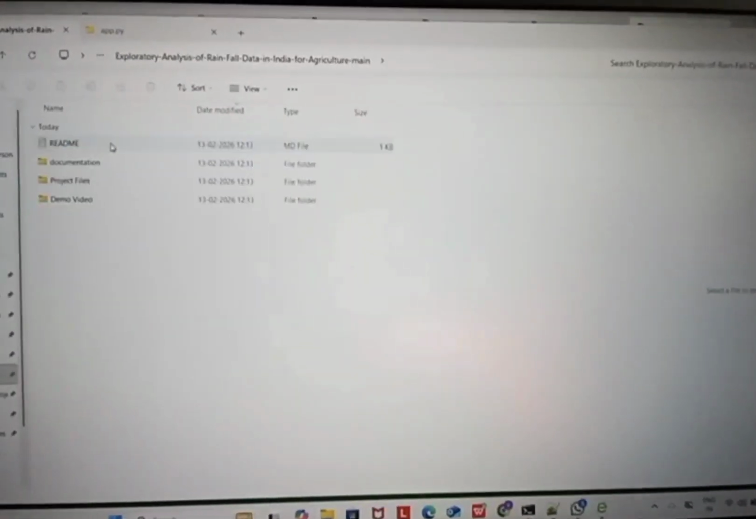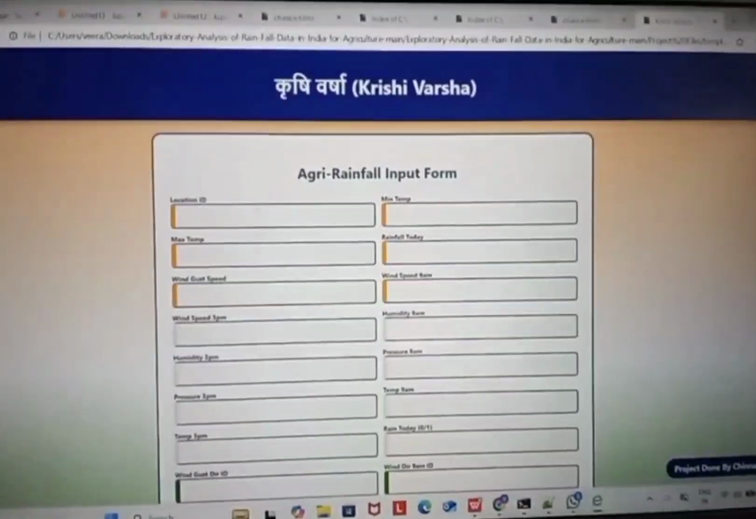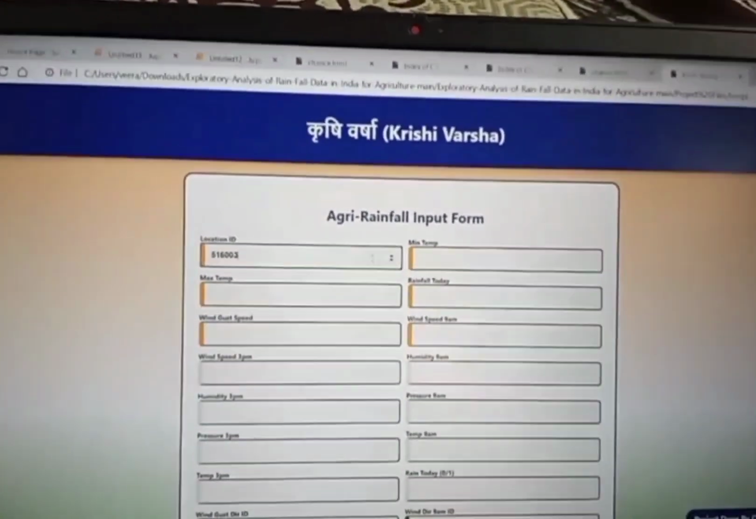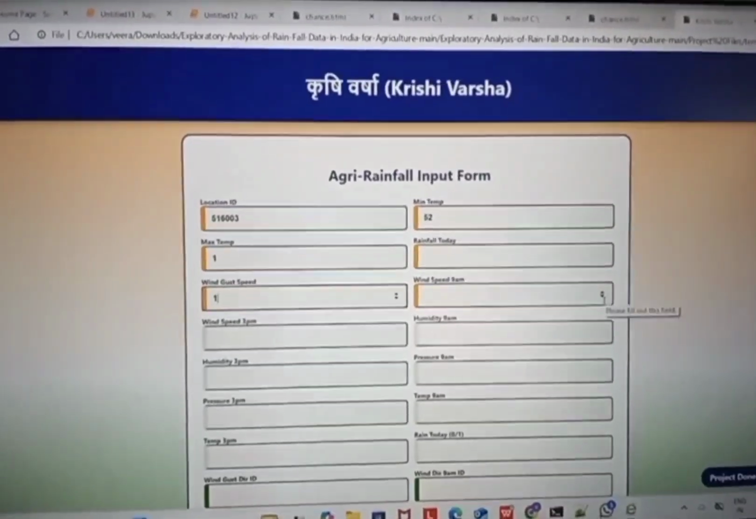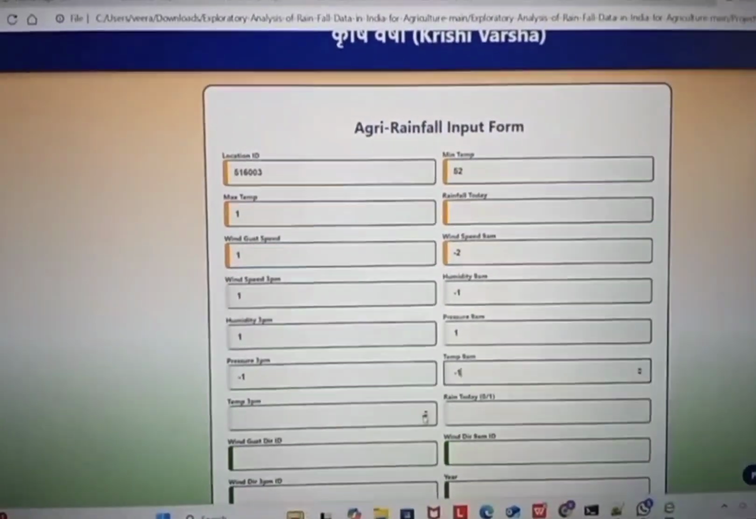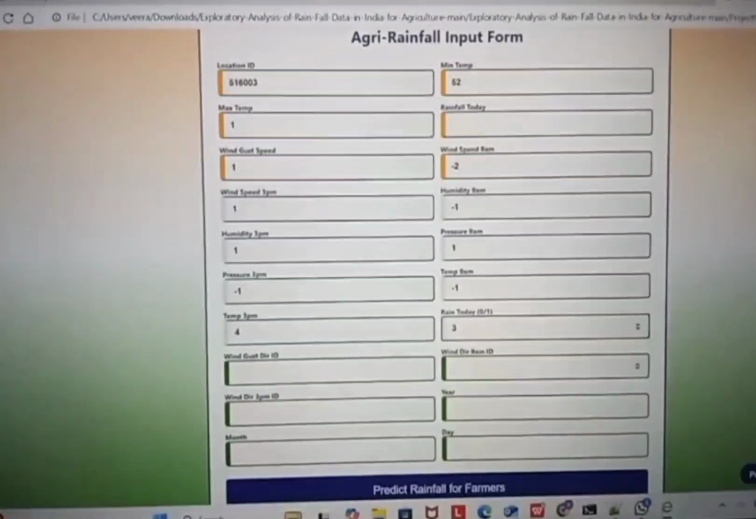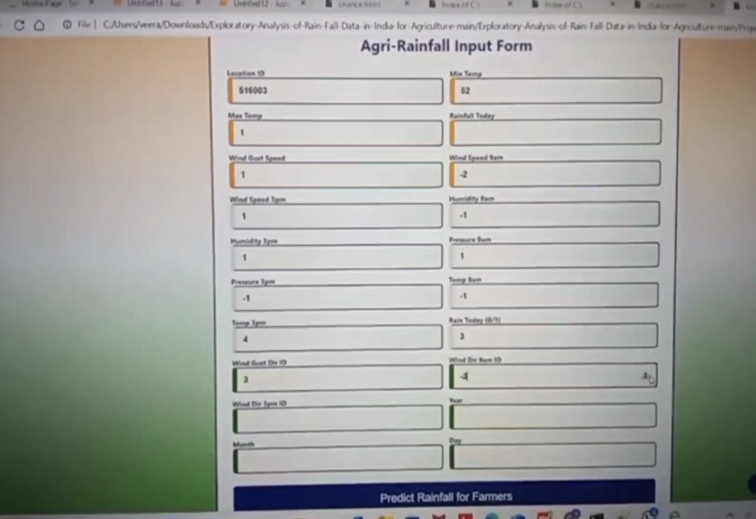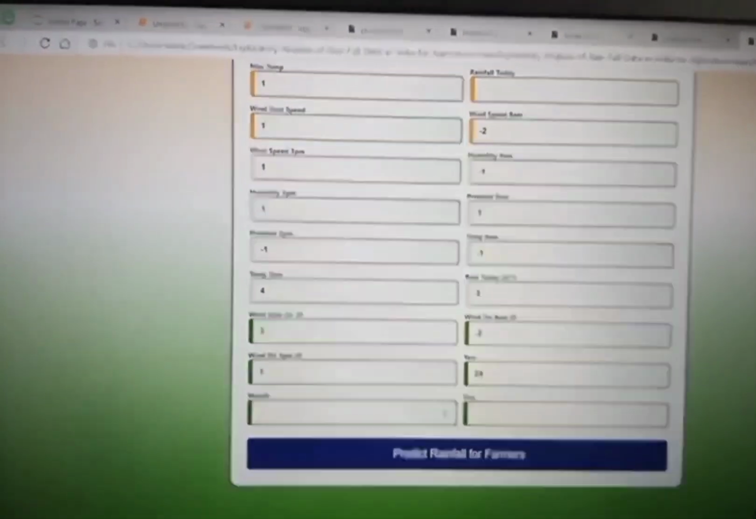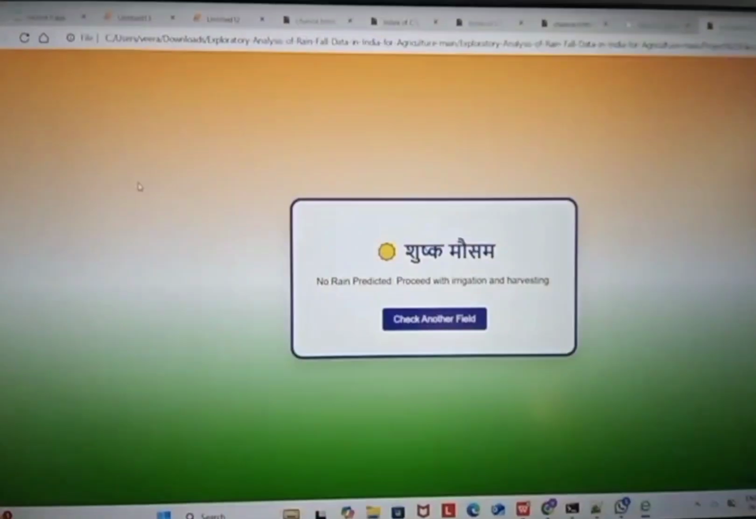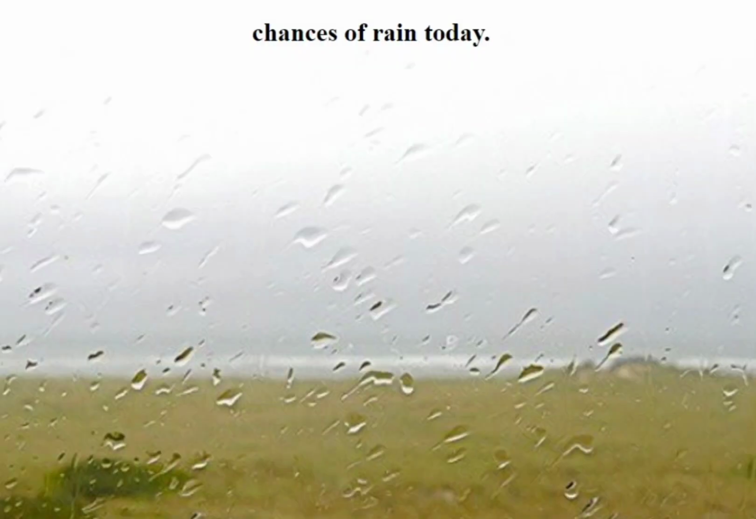In this module, farmers enter important weather details like temperature, humidity, wind speed, pressure, and rainfall data in the input form. Based on these parameters, the system analyzes the data and predicts the probability of rainfall. If there is a high chance of rain, the system suggests farmers plan irrigation and fertilizer usage to avoid loss. Finally, all project files and reports are organized and sorted properly for documentation and future use.